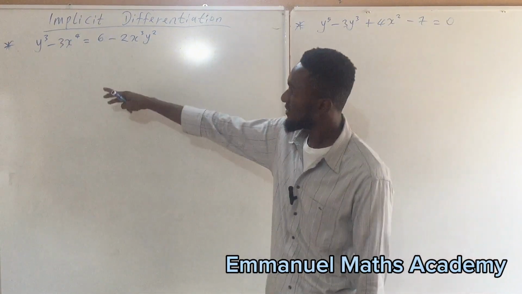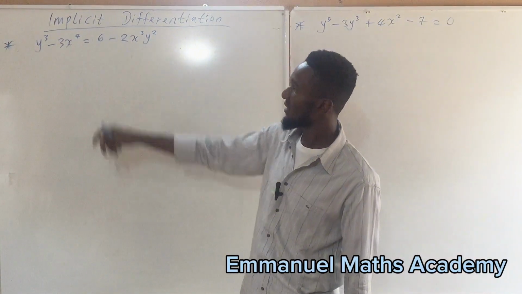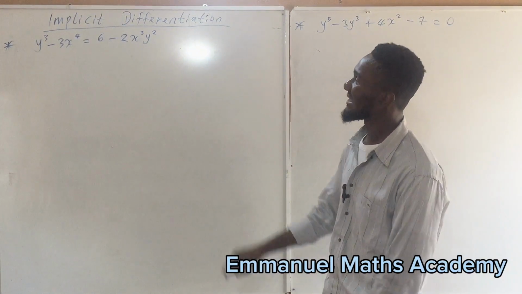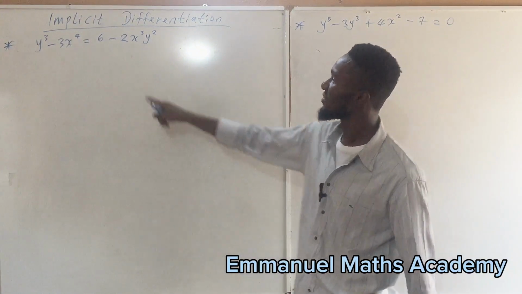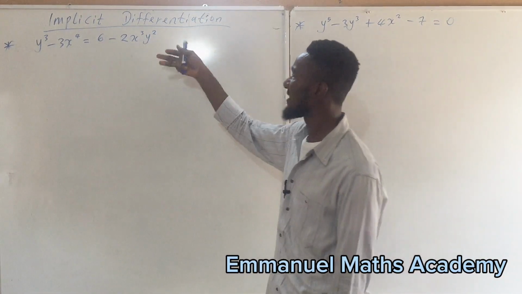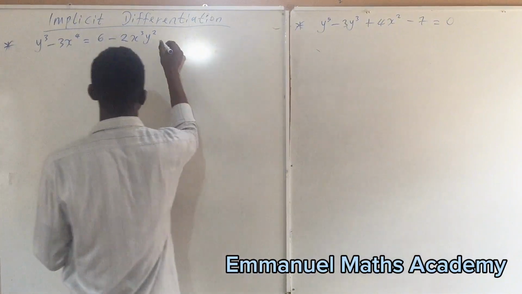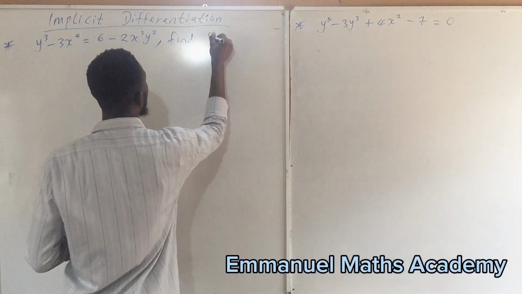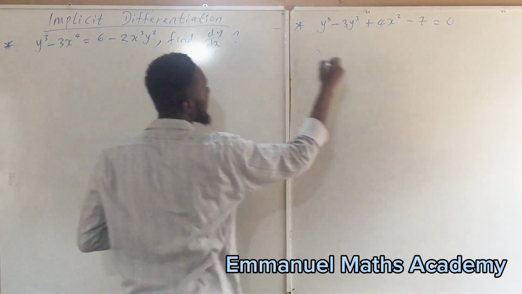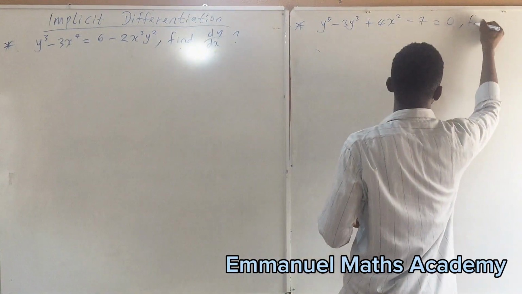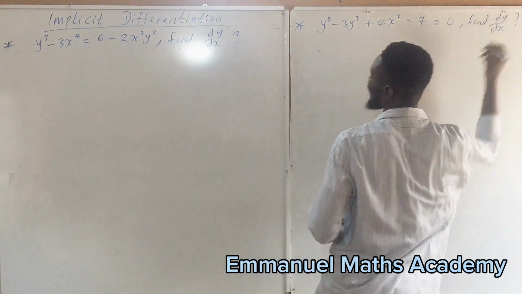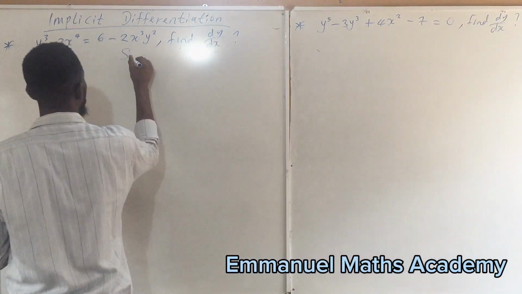You are given y raised to power 3 minus 3x power 4 equal to 6 minus 2x power 3 y raised to power 2. You have to find the derivative of this. That means to find dy dx. Solution.